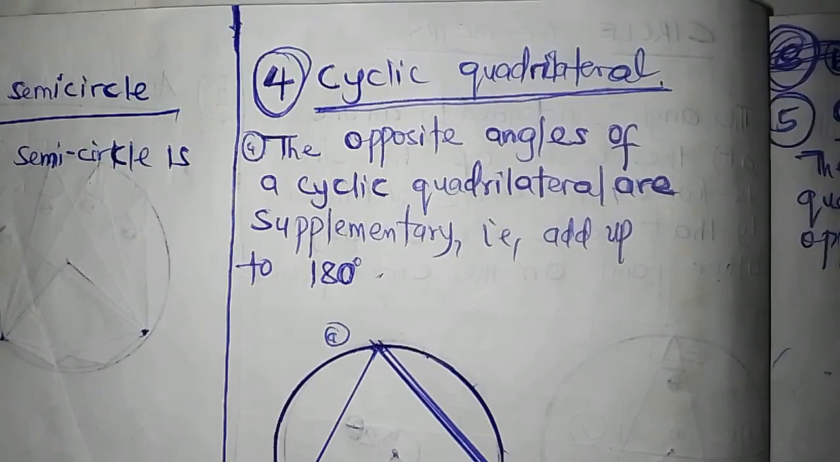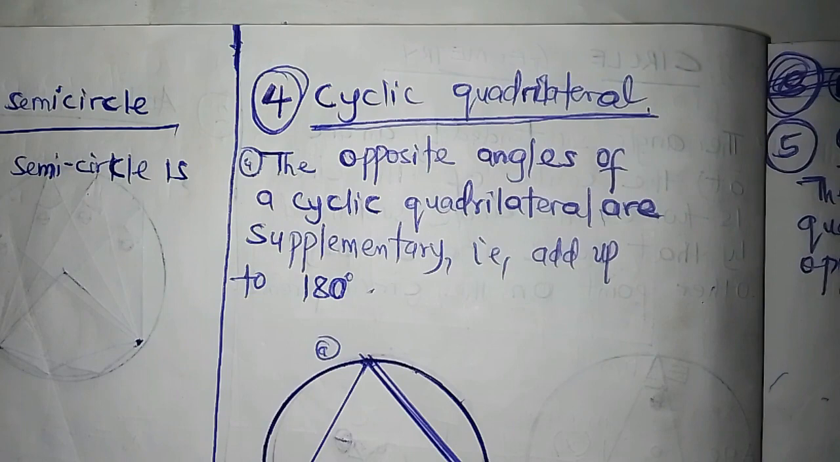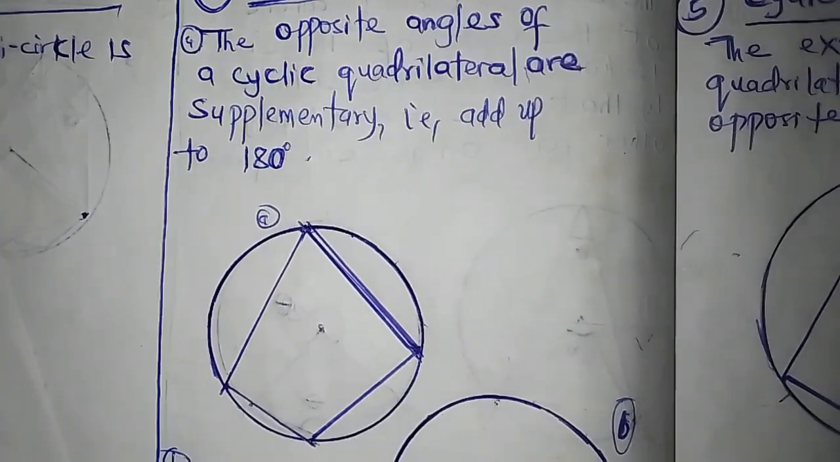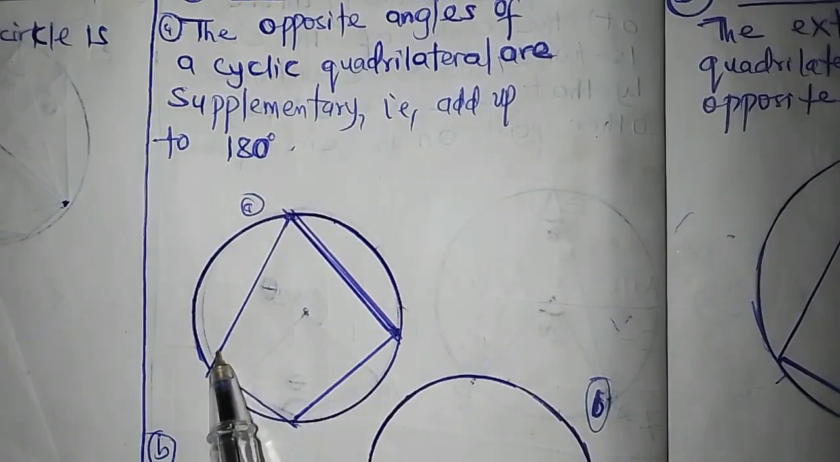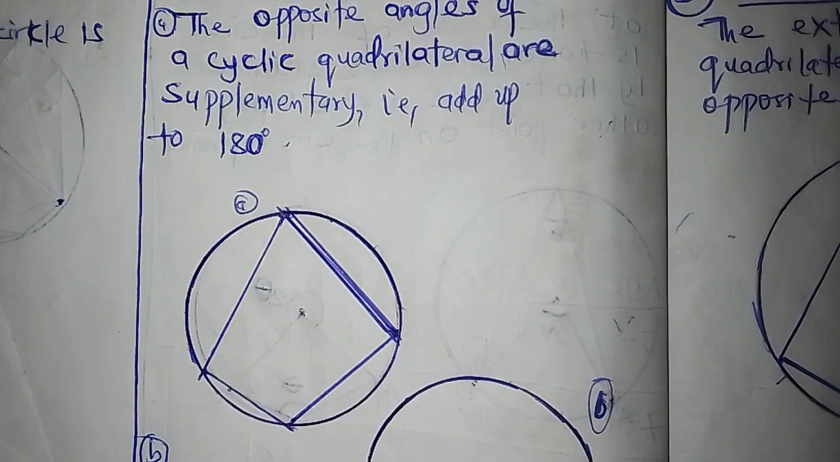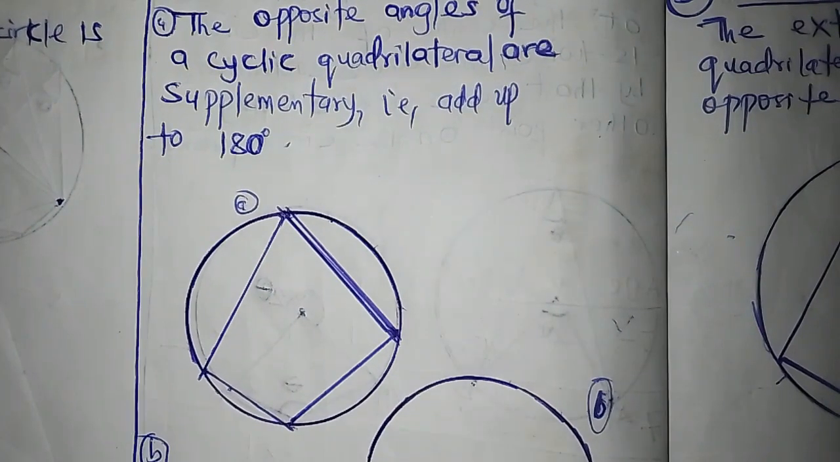The fourth one is on cyclic quadrilaterals. And the rule says that opposite angles of a cyclic quadrilateral are supplementary. And supplementary angles are angles that add up to 180. So this is a quadrilateral, that is a polygon with 4 sides, is what a quadrilateral is. Any shape that has 4 sides is a quadrilateral. So I can see a shape with 4 sides inscribed inside a circle.